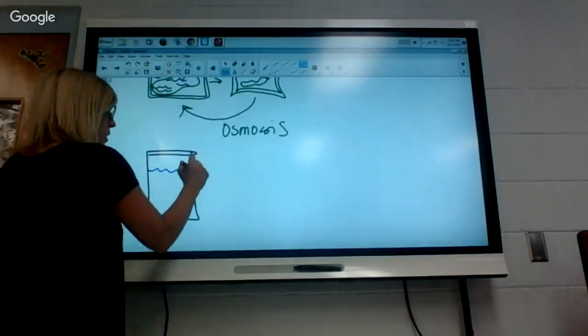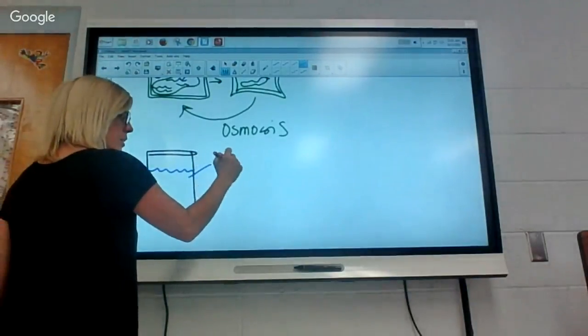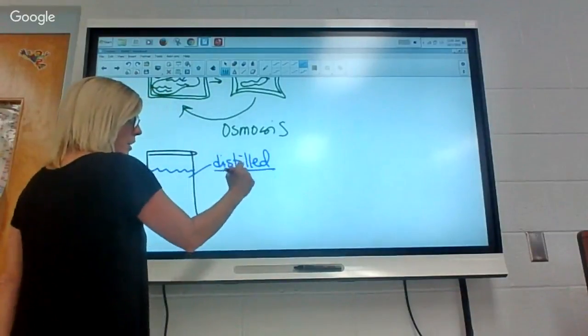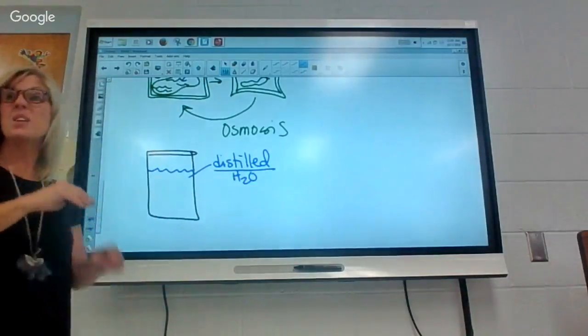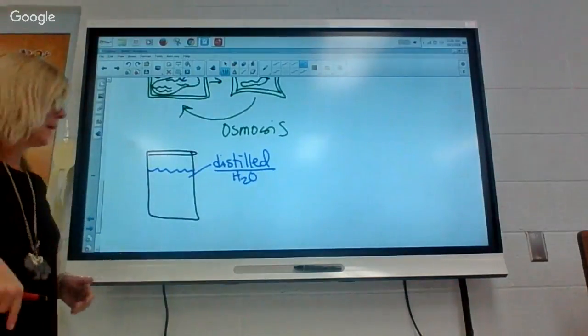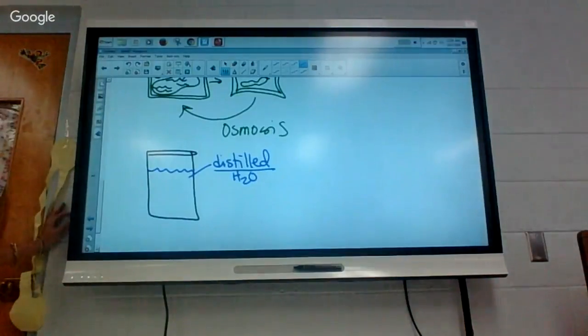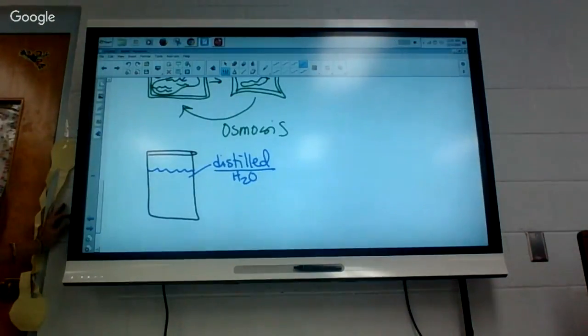In here is distilled water. This is the word they're going to use on your exam. Distilled water is pure water. It has zero anything in it. It's just plain old water. Where can you find that? You can just buy distilled water, and we actually have a machine here, a distillery, so we can make it. It's kind of like a water filter in a way, that filters all the junk out, and then you're just left with plain old water.